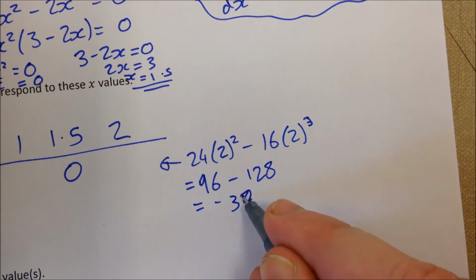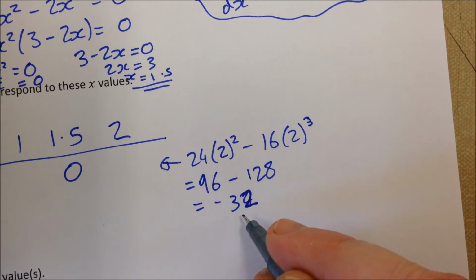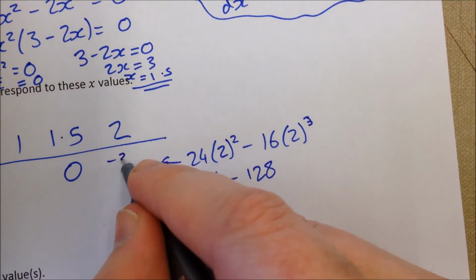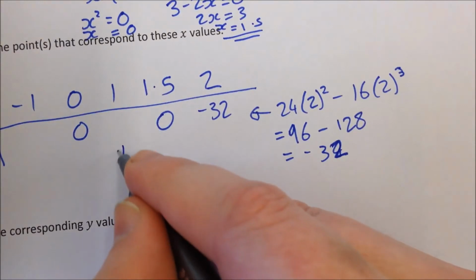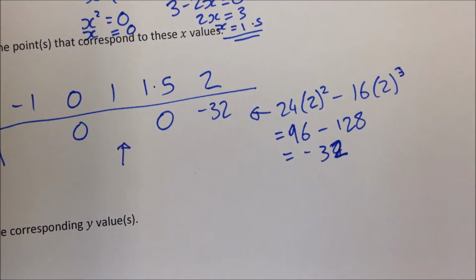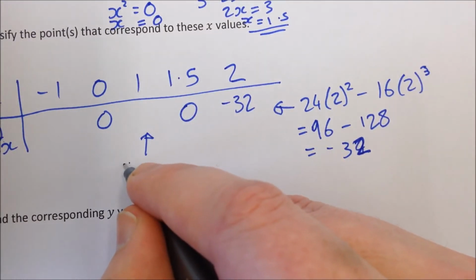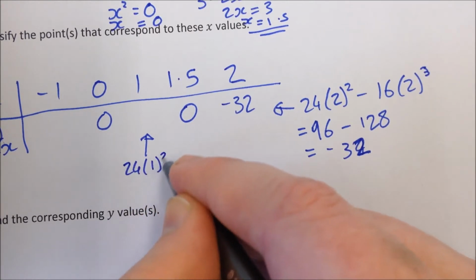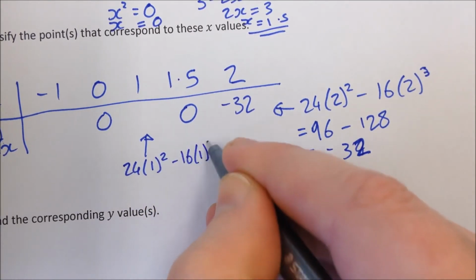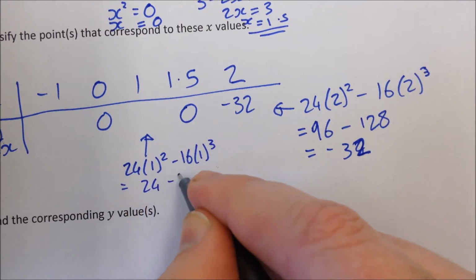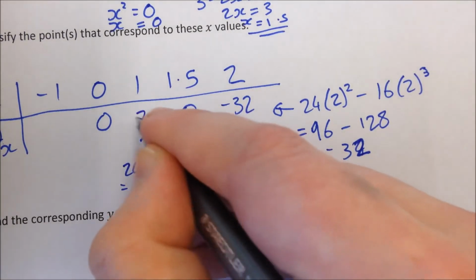Sorry, negative 32, isn't it? Okay. Right, this one. We've got 24 lots of 1 squared, take away 16 lots of 1 cubed. So that is going to be 24 take away 16, which is 8, positive 8.